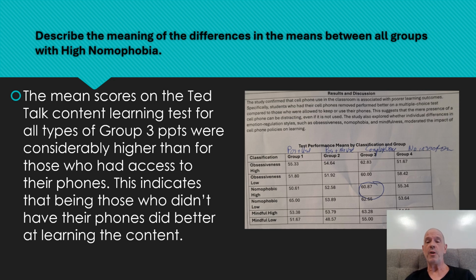Now, the clear indication is group 3, the group that is not using the cell phone, scored much, much better. So what would that mean? Well, it would suggest that not having access to cell phones for these people probably led to better outcomes. That's what the numbers tell you. That's what you need to include. My exact phrase: the mean scores on the TED Talk Learning Test for all nomophobic Group 3 participants were considerably higher for those who had no phones than for those who had access to their phones. Okay, this indicates that those who didn't have their phones did better. Perfect.